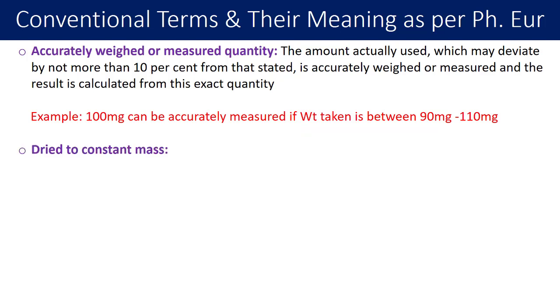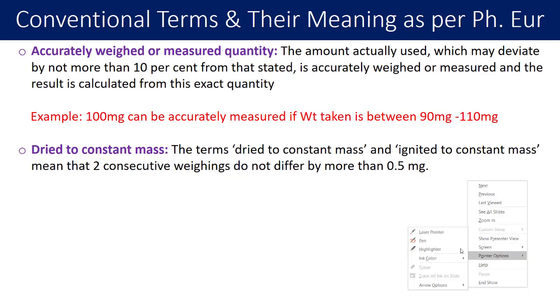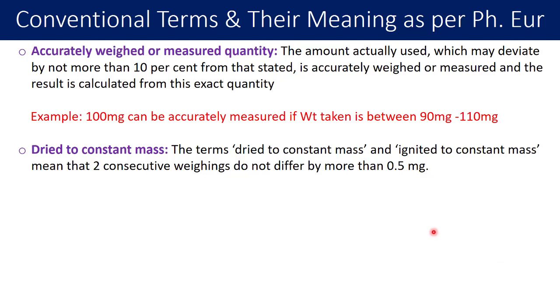The next important conventional term is dried to constant mass. This term is particularly used when you are conducting loss on drying or residue on ignition. You must have read this term in the procedure. So what does this term indicate? The term dried to constant mass, or ignited to constant mass, means that two consecutive weighings do not differ by more than 0.5 mg. So how much should be the difference between two consecutive weighings? Not more than 0.5 milligram.